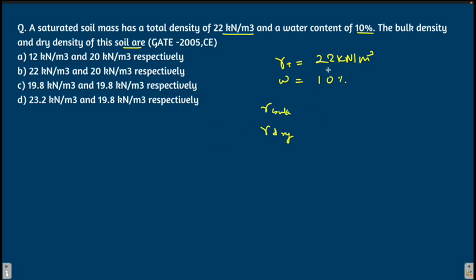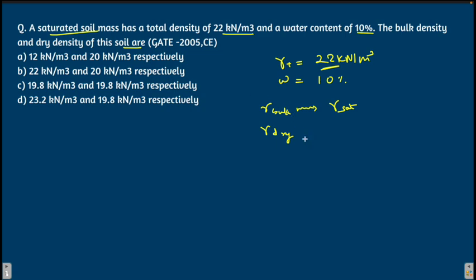So bulk density will be nothing but the same as the saturated density because it is given in the question. The soil was initially saturated and has a total density, it was given to you. So bulk density was nothing but the saturated density. It was a trick question to confuse you, but if you know the concepts well, you'll never get stuck.